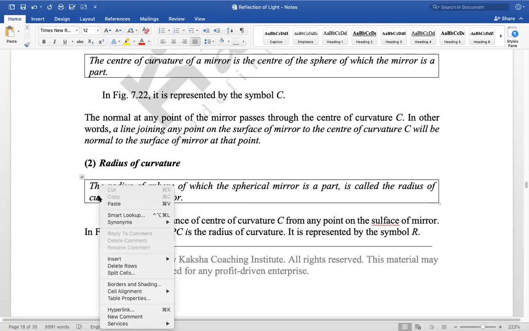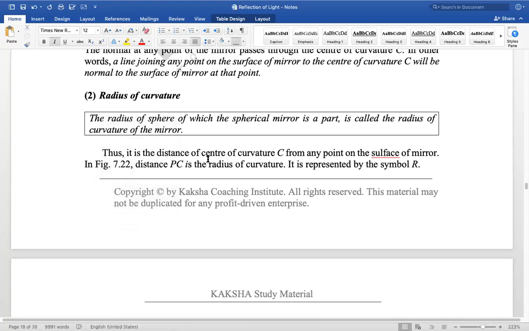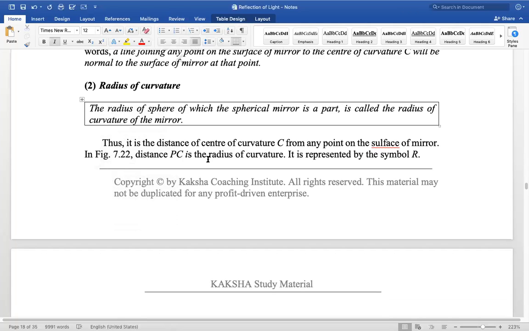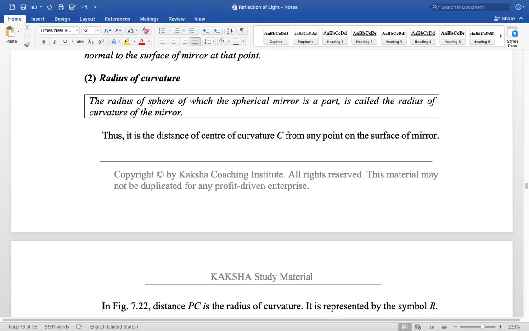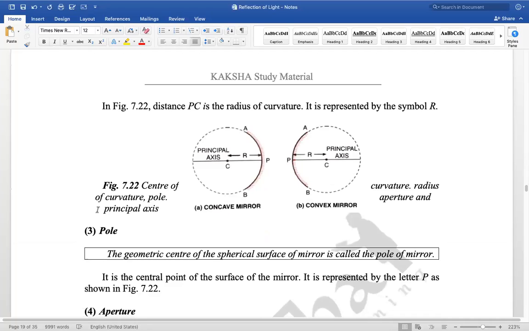Now, radius of curvature. The radius of a sphere of which the spherical mirror is a part is called the radius of curvature of the mirror. Thus, it is the distance of the center of curvature C from any point on the surface of the mirror. In figure 7.22, distance PC is the radius of curvature. It is represented by the letter R.